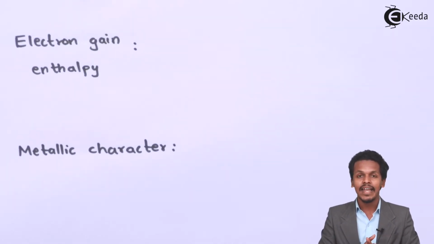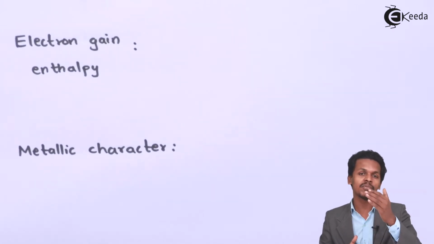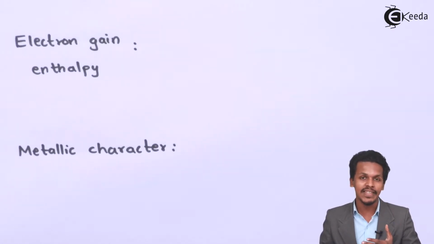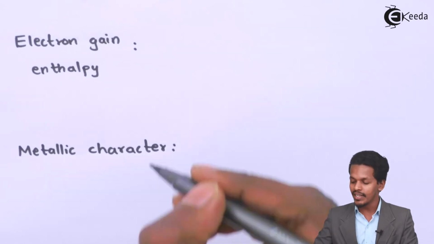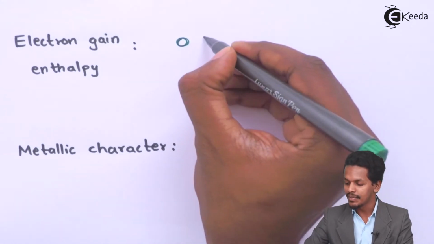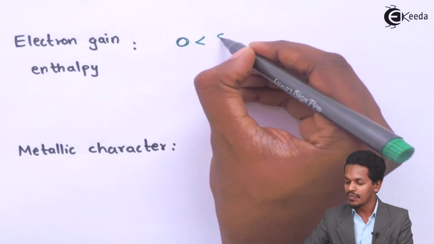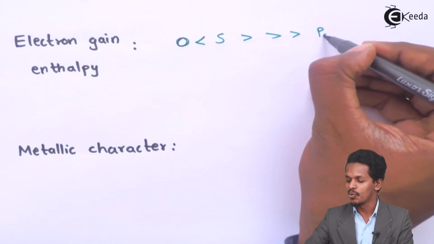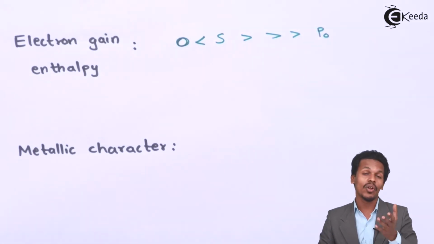So that's the reason sulfur will have more electron gain enthalpy, and if we move down from sulfur to polonium, the electron gain enthalpy decreases. What I want to say here is that oxygen has lesser electron gain enthalpy compared to sulfur, and the rest of the trend continues to polonium. So this is what I want to talk about.